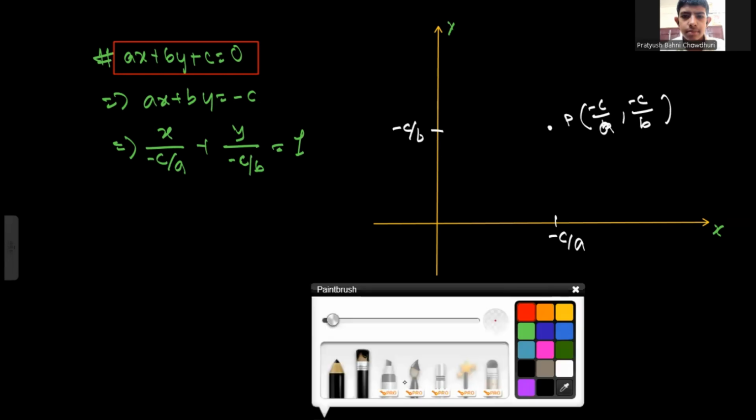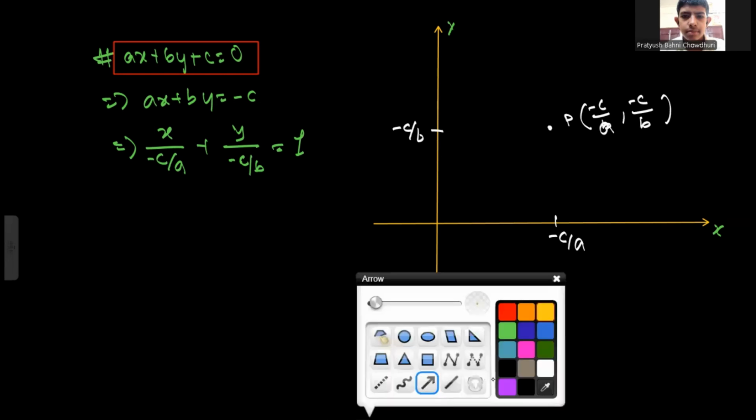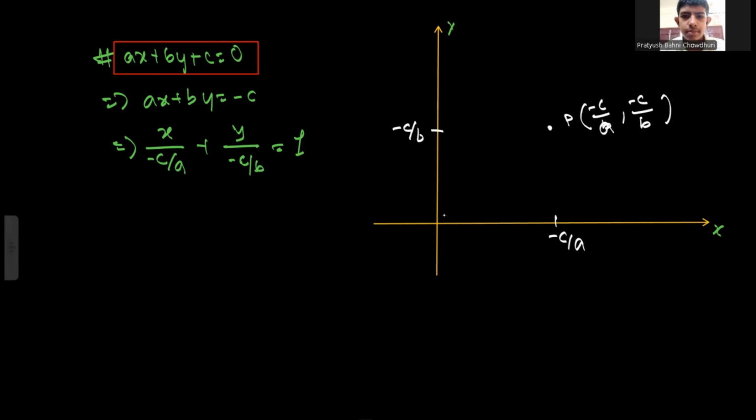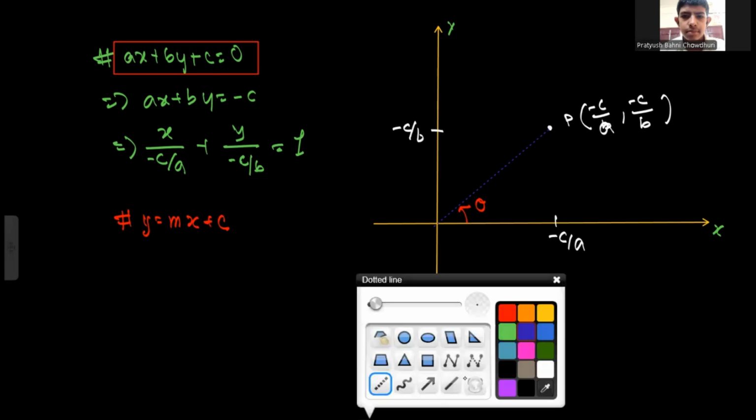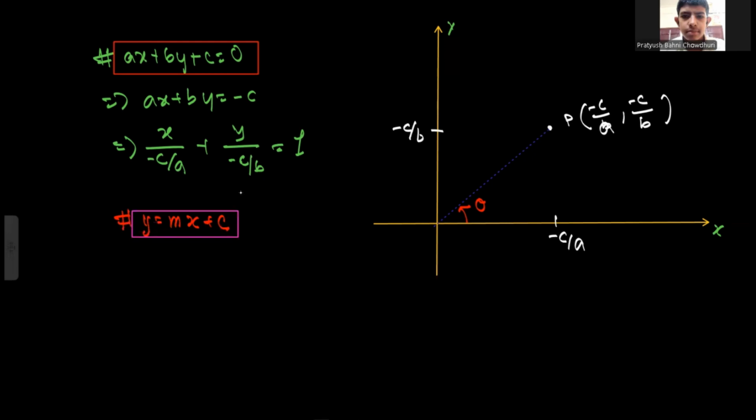And what is the slope? Slope we do in another way. Okay, and this is our slope, theta. And the form of equation is y equals mx plus c. Okay, this is also a basic form of these linear equations of two variables.